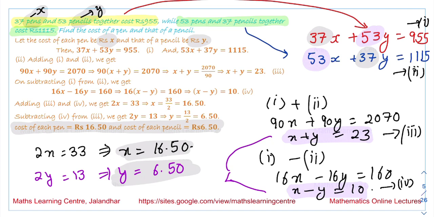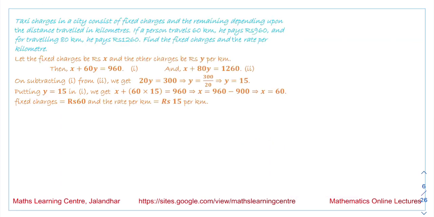Next is, a taxi's charges in a city consist of fixed charges and the remaining depending upon the distance traveled in kilometers. Suppose we have to move from this point to this point. This is point A, this is point B. Then if we take the taxi, there is some fixed charge, say x rupees, that we have to give if we are using that taxi. After that, there is a charge of rupees y per kilometer. Whatever distance we have traveled, we have to give rupees y per kilometer.